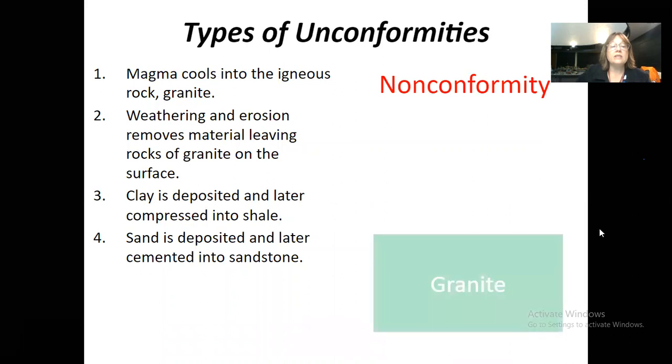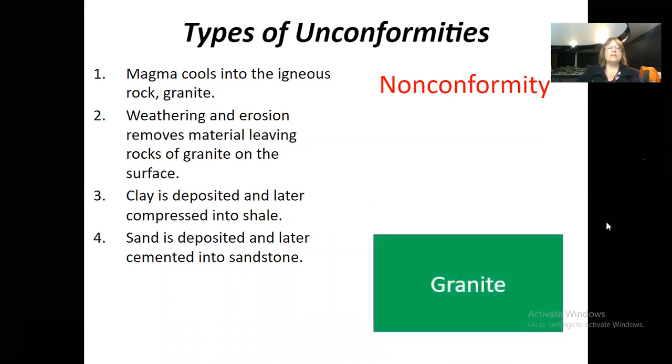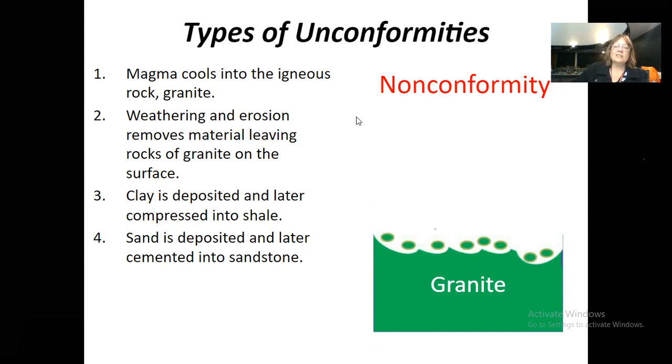First, sand is deposited and later cemented into sandstone. Oh, I'm missing something. Let's back up here. We're going to start up there. Magma cools into igneous rock, granite. Let's start over. The next thing that happens is weathering and erosion removes material, leaving rocks of granite on the surface. And then next, clay is deposited.